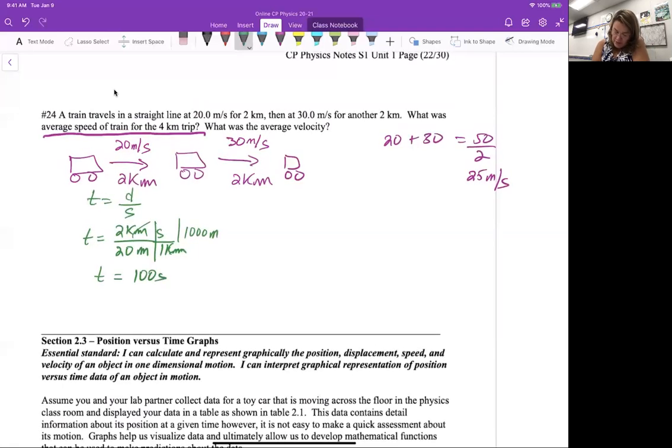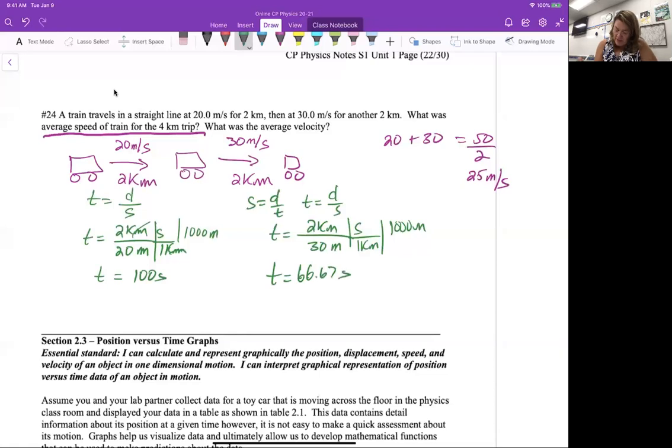Okay, now I come over here and I do the same thing. I know that speed equals distance over time. I'm going to rearrange that equation for time. Time is equal to d over s, and then I find that t equals that distance, which is 2 kilometers, divided by the speed, which is 30 meters per second. I'm going to flip that second back to the top, okay? And then I'm going to say 1 kilometer is equal to 1,000 meters, and I find time to be equal to 66.67 seconds. Okay, so there's my time for each leg. So what was my total time? It is equal to 166.6 seconds. We don't round until the very end.